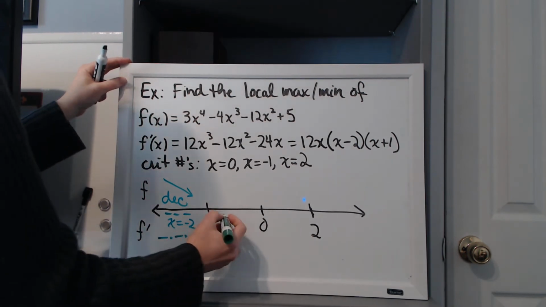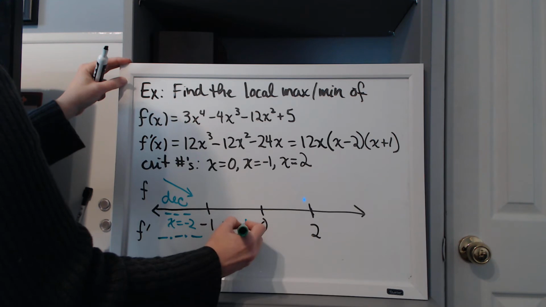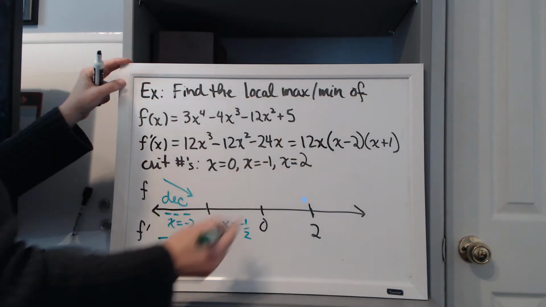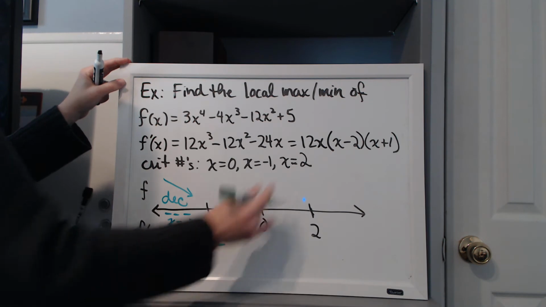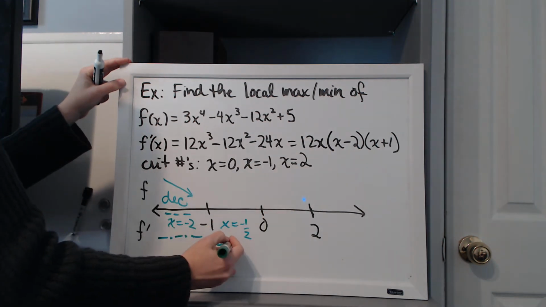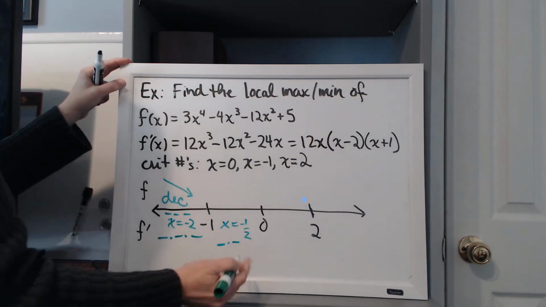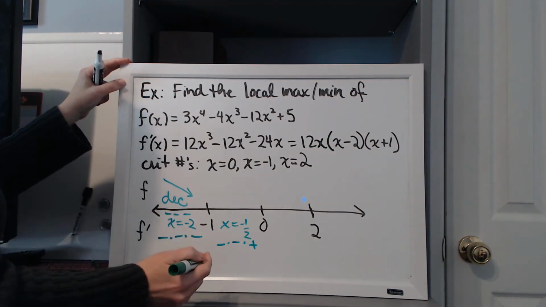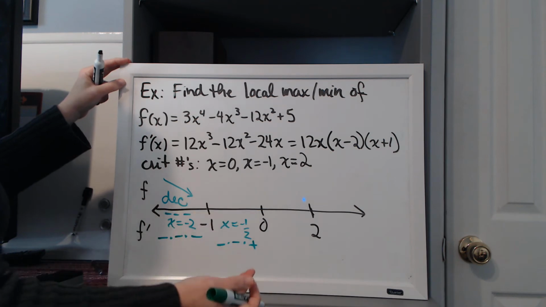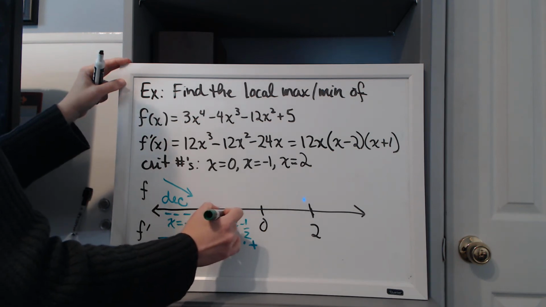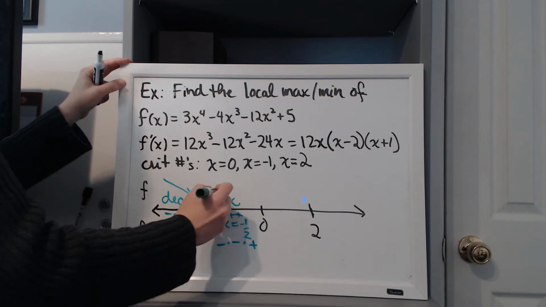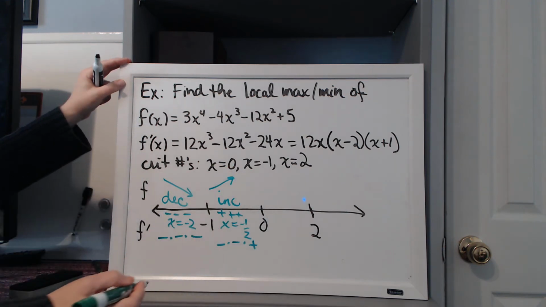Between negative 1 and 0, I picked x equals negative 1/2. And when we go back to our derivative, that's going to be negative when we plug into 12x, negative when we plug into x minus 2, and then positive when we plug into x plus 1, because we'll get negative 1/2 plus 1 gives us positive 1/2. So overall, this is positive for the derivative in this segment, which means the function is increasing.